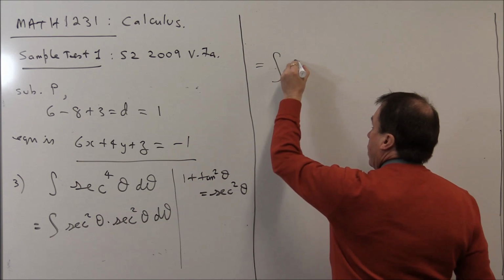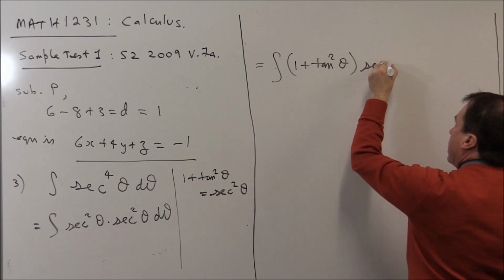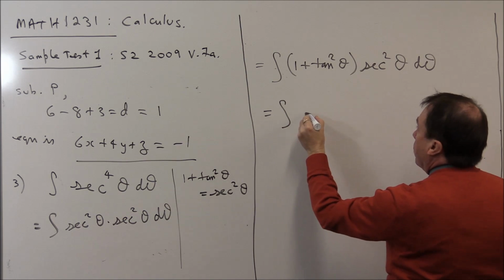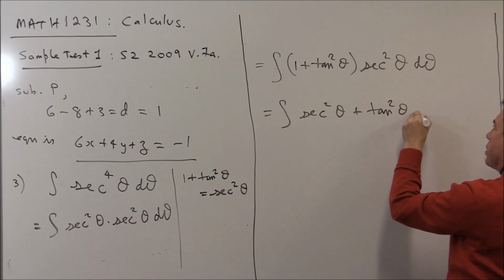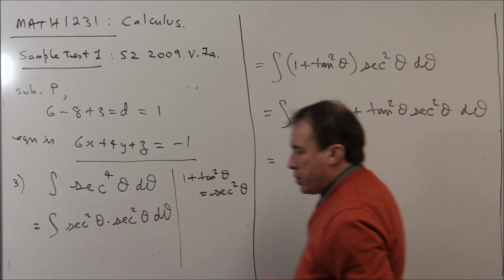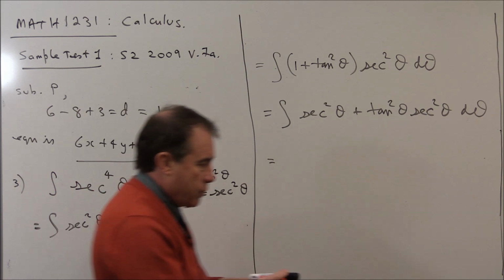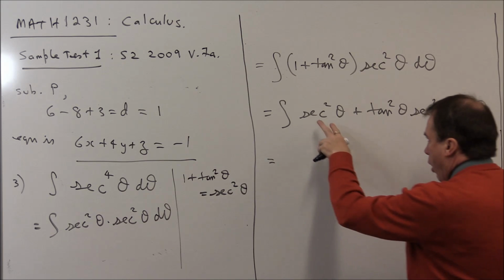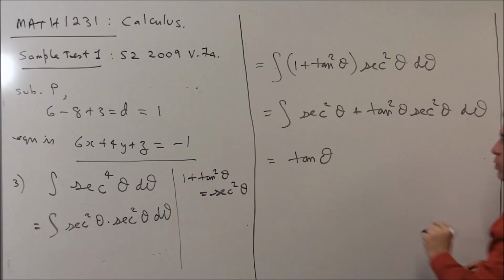So I get the integral of 1 plus tan squared theta multiplied by sec squared theta d theta. Fine, might multiply it all out now, so I get sec squared plus tan squared times sec squared theta d theta. Now you stare at that for a little bit and you say, well, do I know the integral of sec squared? Yes, we know the derivative of tan is sec squared, so going backwards, the integral of sec squared is going to be tan theta. Just check, tan goes to sec squared.